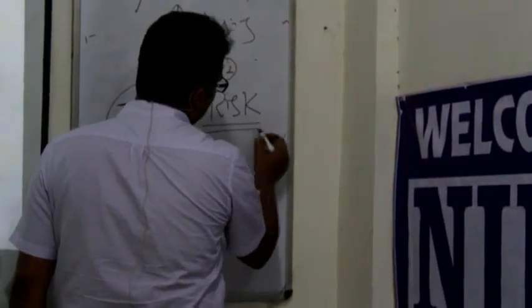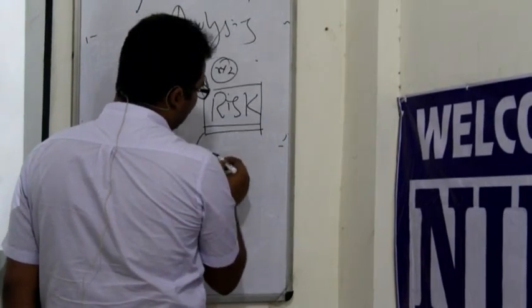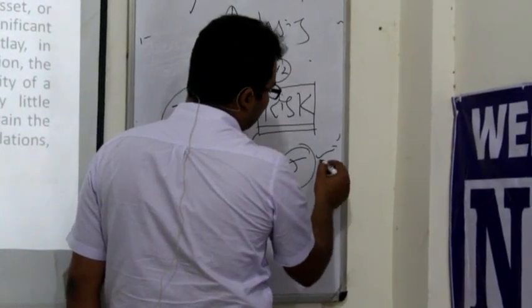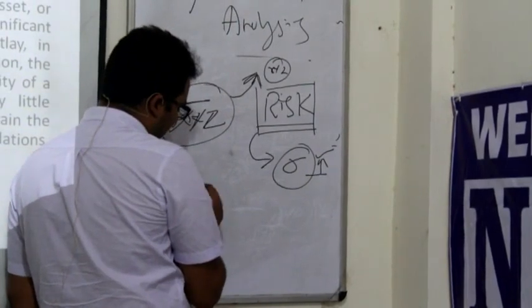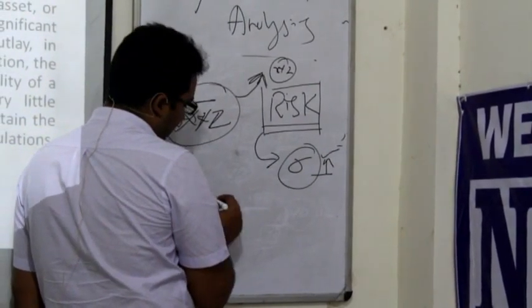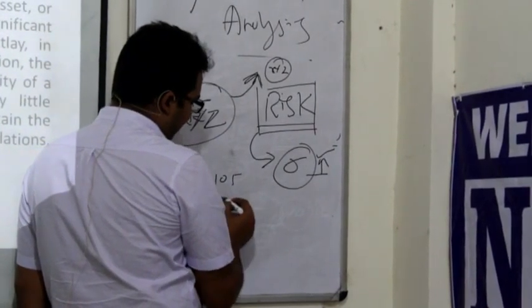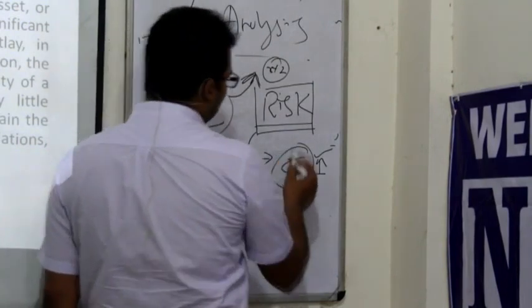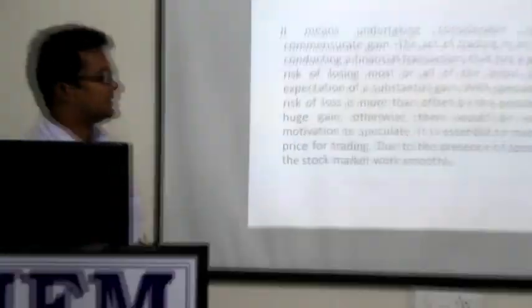Now this risk, when we talk in financial terms, we are talking about the standard deviation of this particular asset. So if this is high, it means the risk is quite high. So risk is high means the stock from 100 rupees might go to 105 or might come down to 95. So if I am talking about a risk of 5 rupees, the stock is highly volatile. The risk of losing most or all of the initial outlay is there for an expected substantial gain.